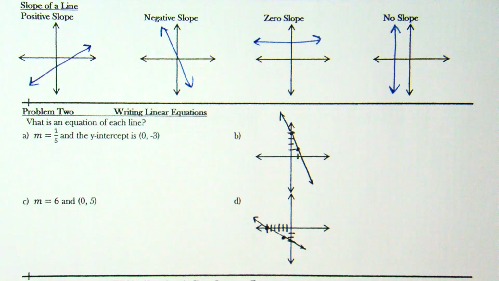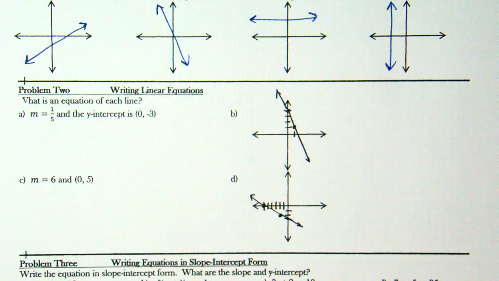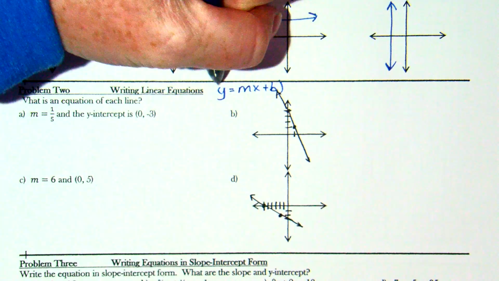Okay, let's practice in this next section writing linear equations. Guess what form we're writing these equations in today? Slope-intercept. We're writing the equation y equals mx plus b. That's all. Everything is focusing around y equals mx plus b, that slope-intercept form that we've got to know how to do.